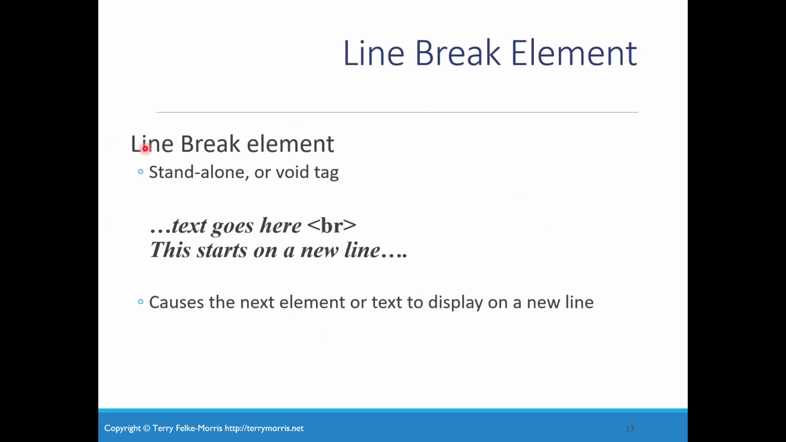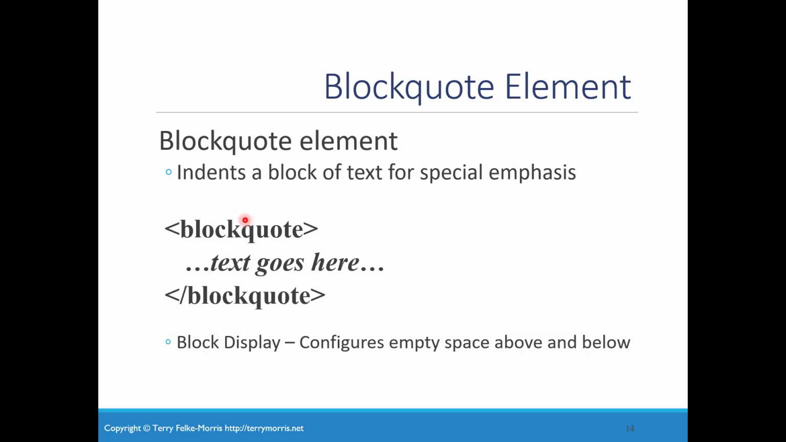The next is a what? A line break. So for line break, what does it do? If I have some information, then I put this. This is how you write a line break element. You just do the opening and closing tag, and you put BR. This will start on a new line, meaning any information that comes after this BR will display on a new line. We have a block quote. What does a block quote do? It indents a block of text for special emphasis. And this is how you write it.